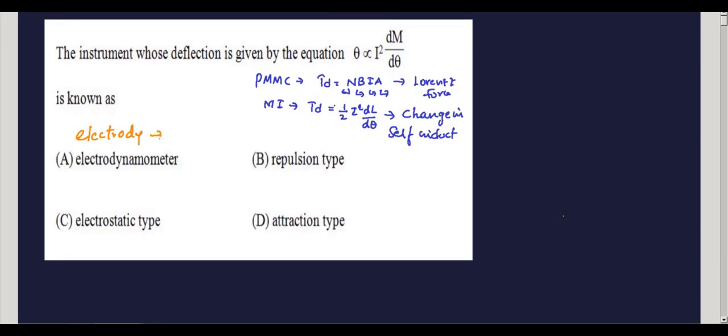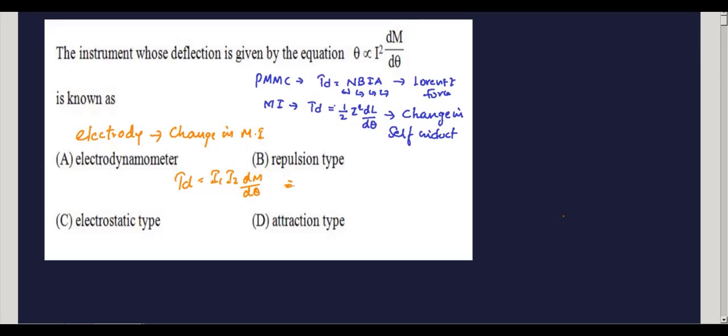Electrodynamometer: operating principle based on change in mutual inductance. So deflecting torque is proportional to I1 I2 dM by d theta.